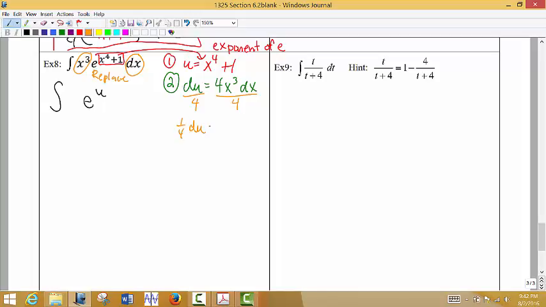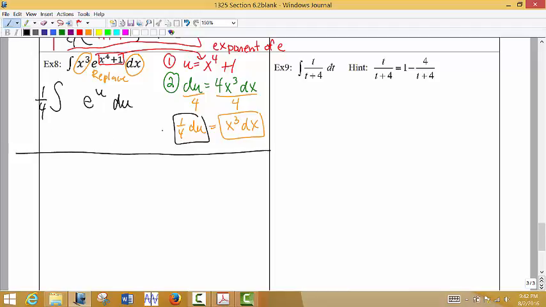So we get 1/4 du, x cubed dx, and now all of this stuff looks like the stuff I want to replace. So I'm going to replace it with 1/4 du. So I'm going to go ahead and put the 1/4 outside, and we'll put the du inside, and now we will actually integrate.